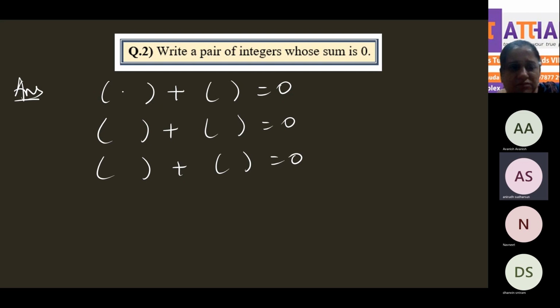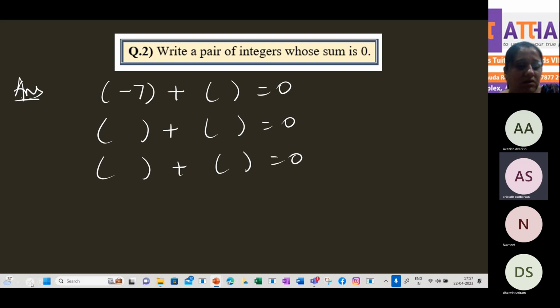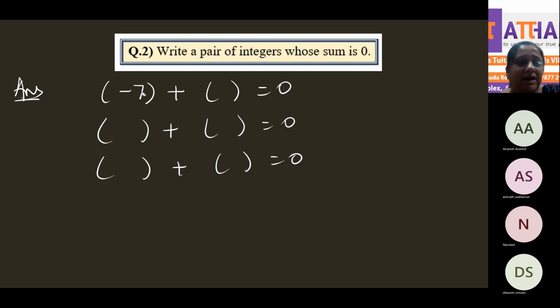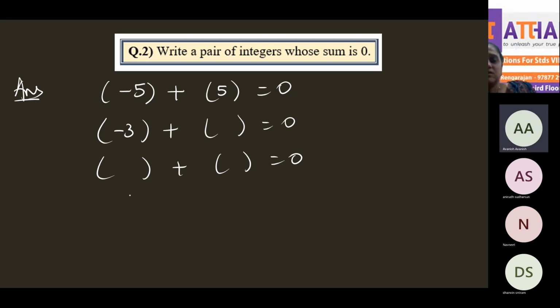Ma'am, minus 5 plus 5 is equal to 0, ma'am. Okay. In the first bracket, minus 5. In the second bracket, plus 5, is it? Yes, ma'am. Okay, and next. Yes, Avnish. Ma'am, minus 3 plus 3. Very good. Navneet.